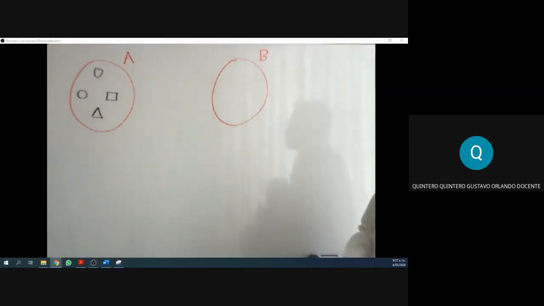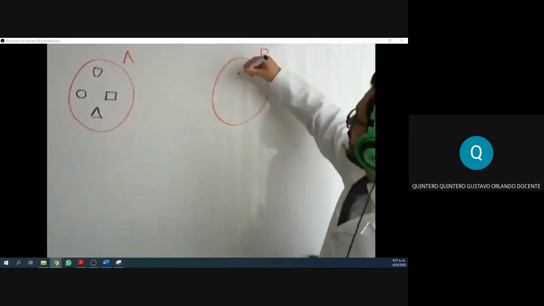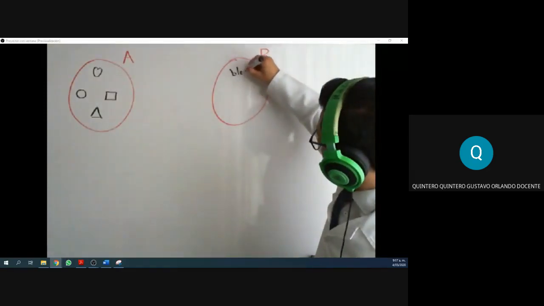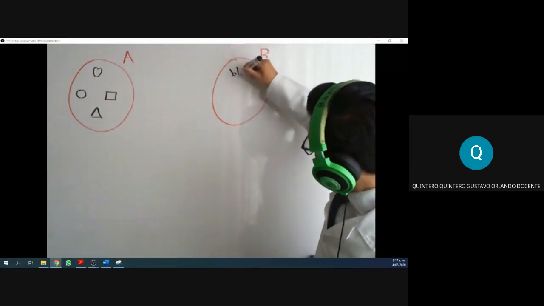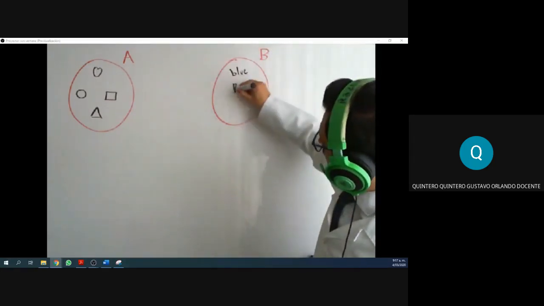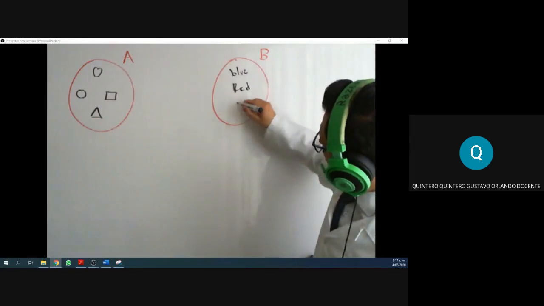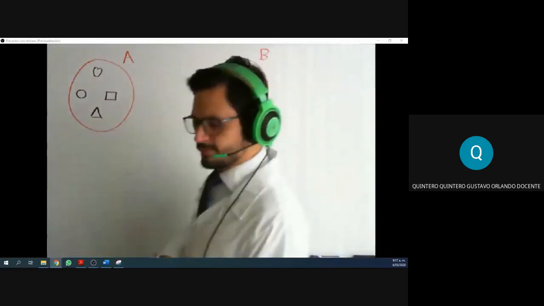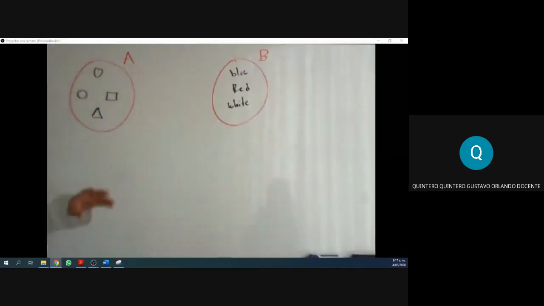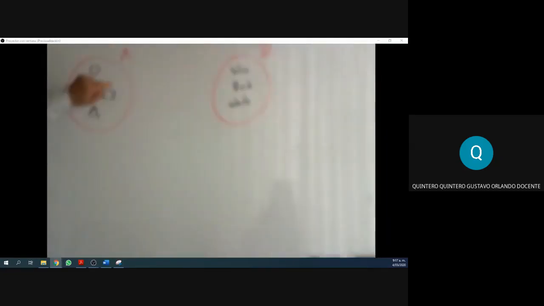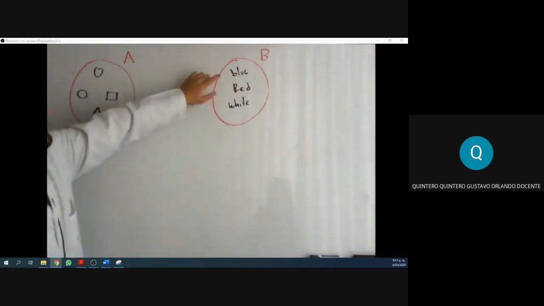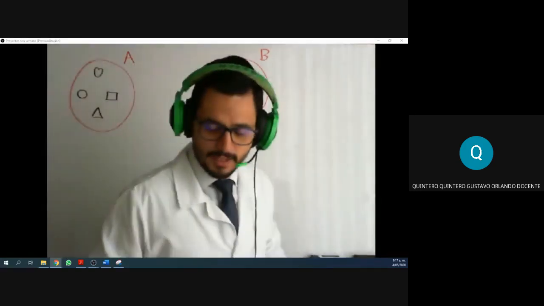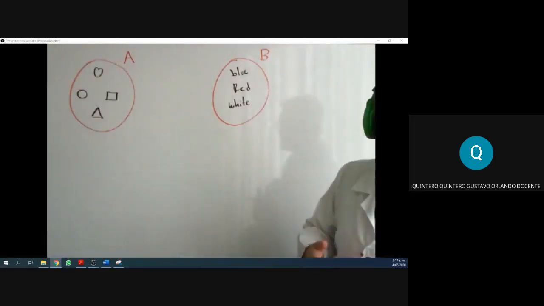But you could also write other things. Maybe you can write colors. So for example, in set B, I'm going to say you have blue. There we go. We have red. And I don't know, we have white. So we have 3 colors. All right. The amount of elements in set A is 4. The amount of elements in set B is 3. So far, we have 2 sets and each set with its own elements.